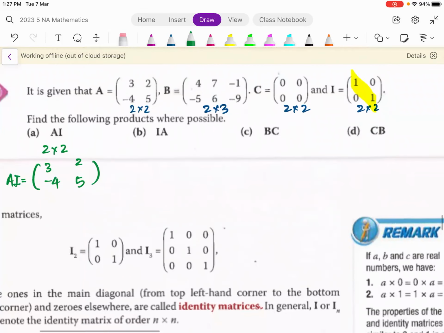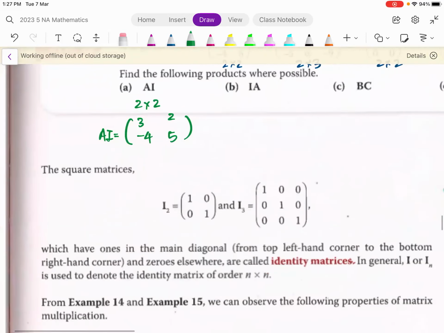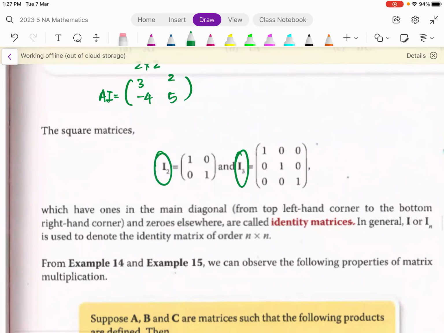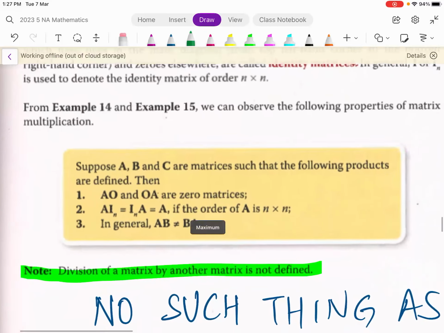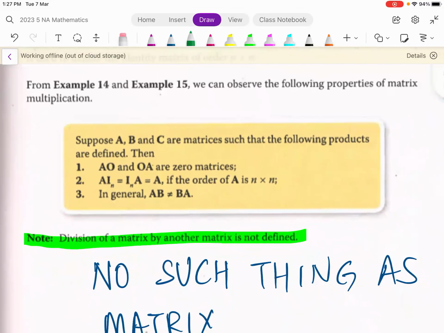This should have been covered in the video already. So all these identity matrices are square matrices, all zeros except the diagonal, which is 1. Okay, so here AO and OA are 0 matrices, just like 0 times whatever, or whatever times 0, you still get 0. So the answer is going to be a 0 matrix, all zeros.